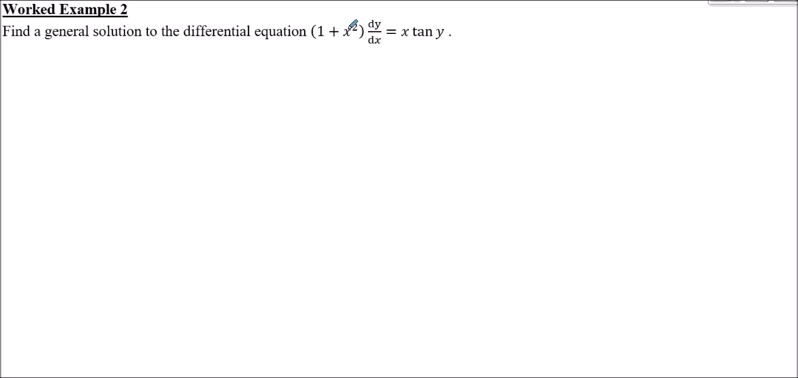So already you can see there's a mixture of x's and y's here, a mixture of x's and y's over there. The first thing, like I said earlier, the denominator part of the derivative has no place being a denominator if you're trying to solve a differential equation. So the first thing we're going to do is to multiply both sides by dx. So the next step, I have 1 plus x squared lots of dy equals x tan y dx.